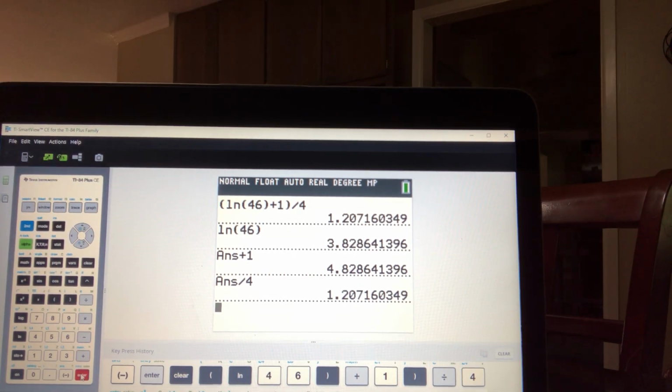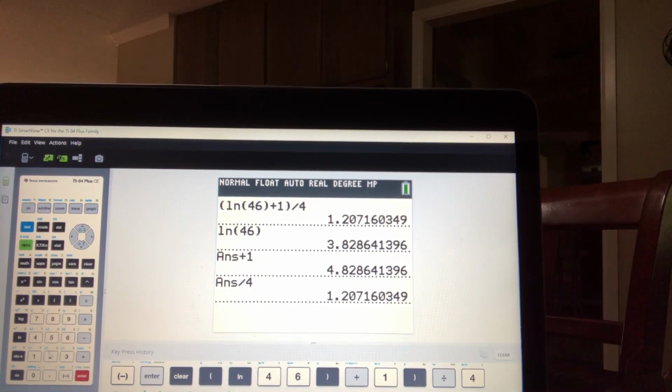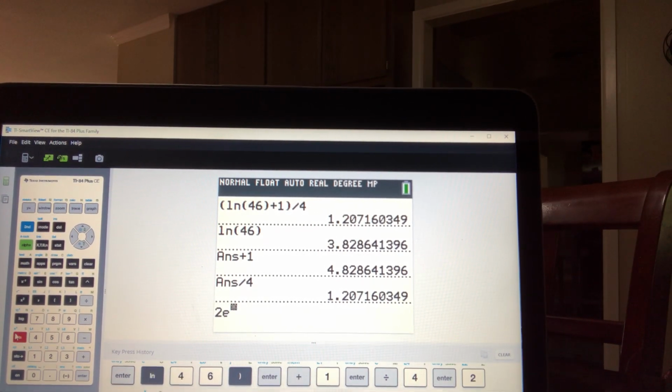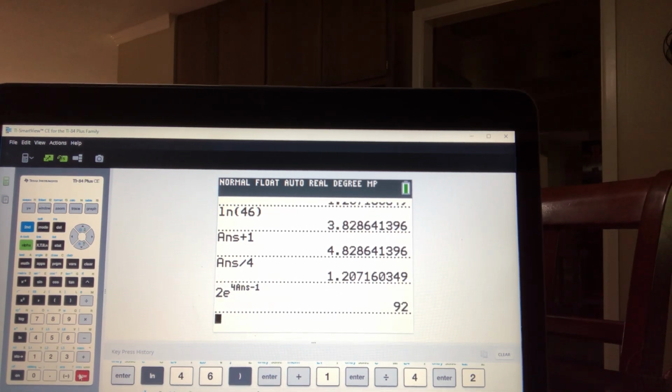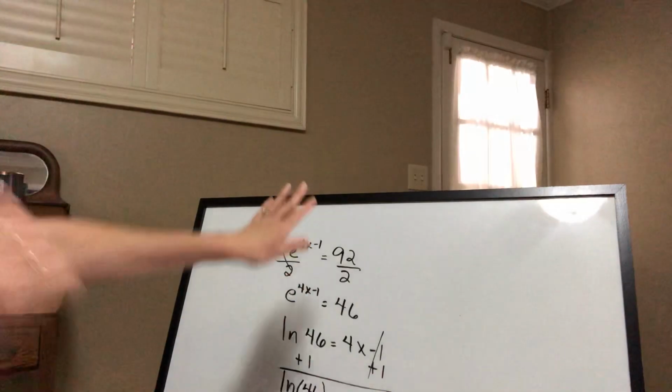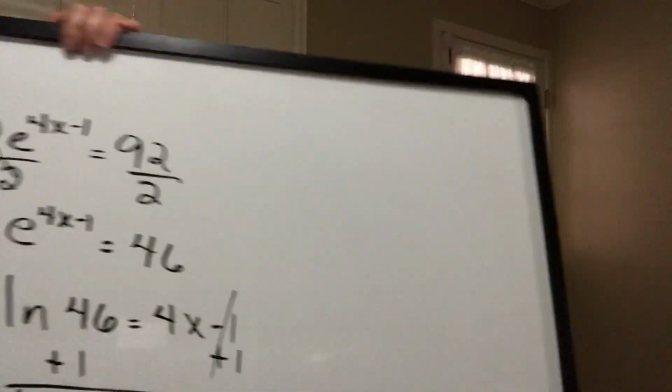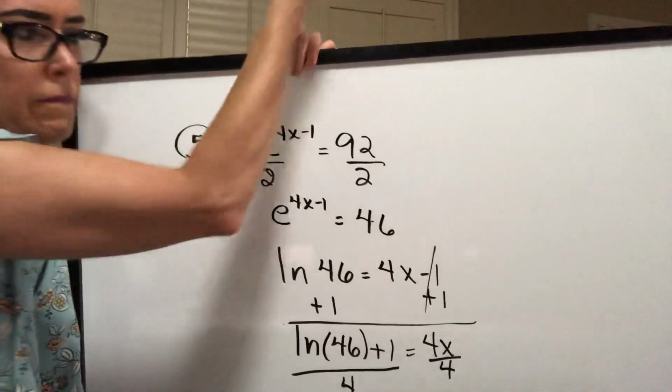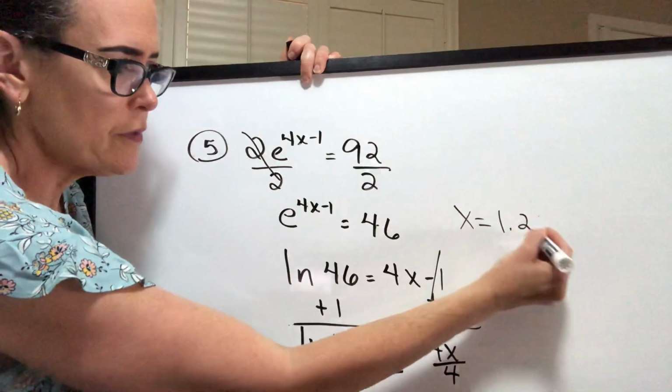Okay, and then I'm just going to check this real quick. So in the original equation, it was a 2, and then e to the x, and then it was 4, and then the answer button, and then -1. And you get 92, the original number, so that means it is correct. So 1.207 will be your answer for number 5.